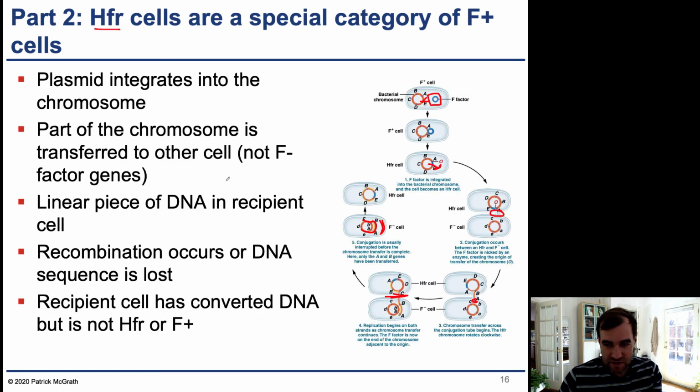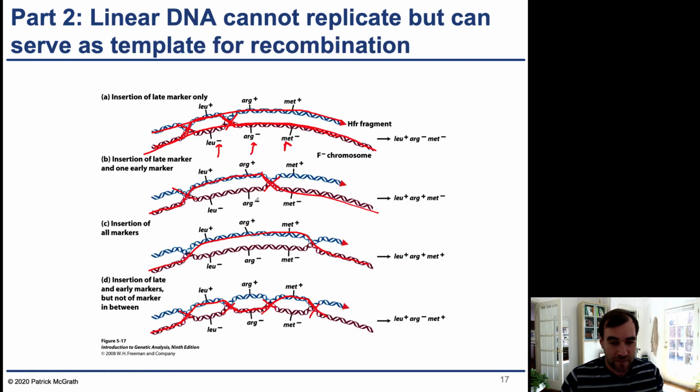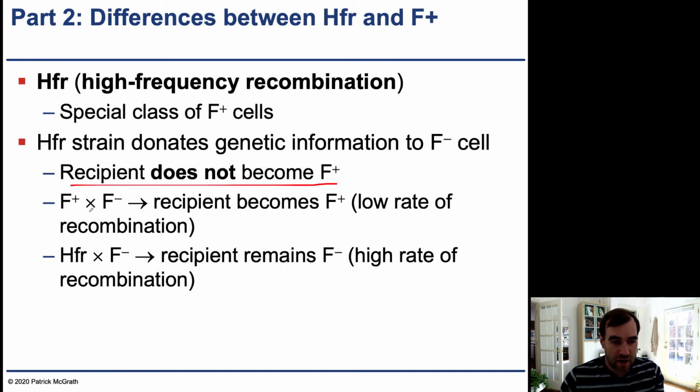That is because the majority of the plasmid is not actually transferred into the recipient cell. So all those instructions for how to build the pili, all those instructions for how to transfer DNA, all that genetic material isn't transferred into the recipient cell. So the recipient cell of an Hfr exchange is not transformed. With F+ crossed to F-, the recipient becomes F+, but with Hfr crossed to F-, the recipient remains an F- cell.